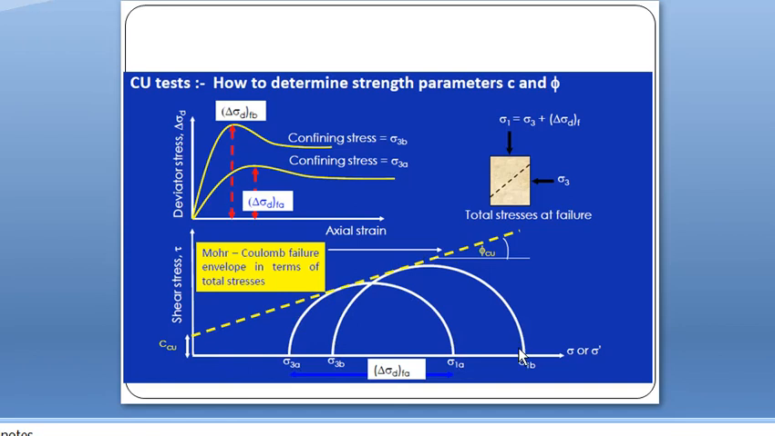For the second specimen also we draw the Mohr circle. And the failure envelope will be a tangent which is touching all the Mohr circles. We draw many Mohr circles, and the tangent which passes through these Mohr circles is the Mohr-Coulomb failure envelope, and its inclination will be phi, and the y-intercept will be cohesion c.